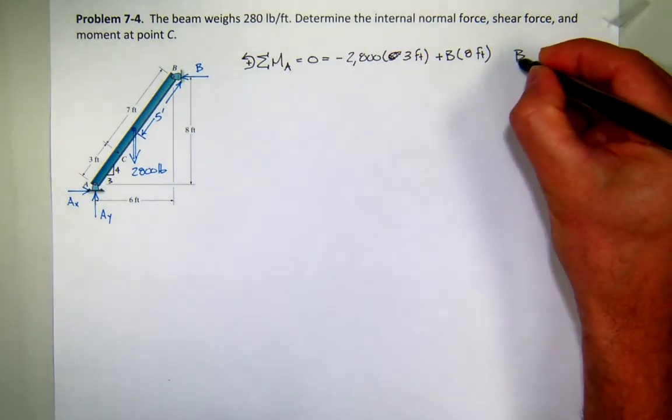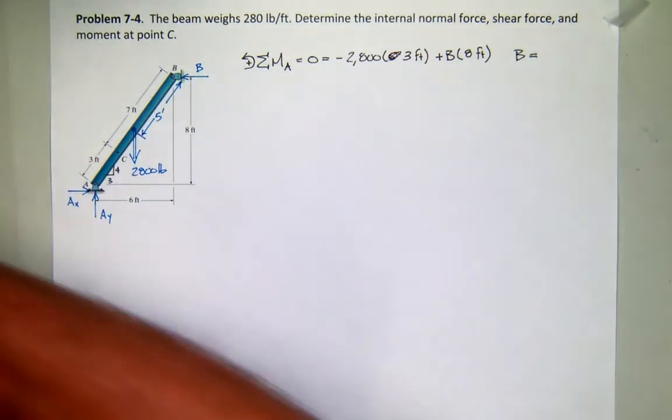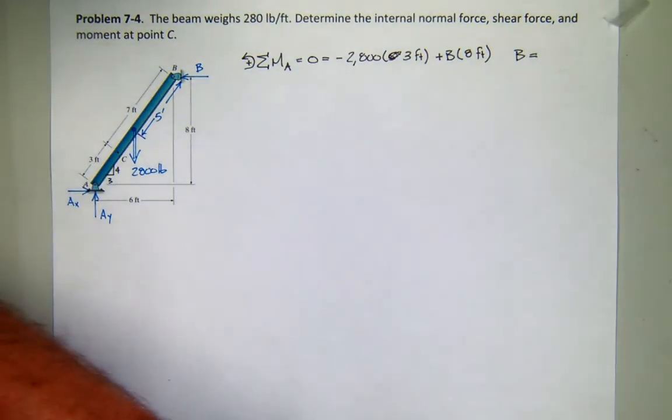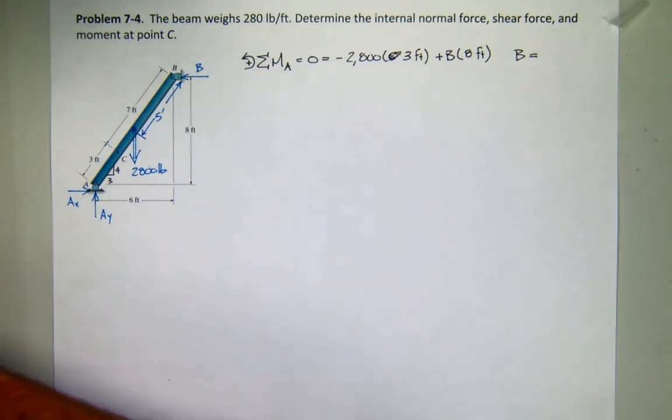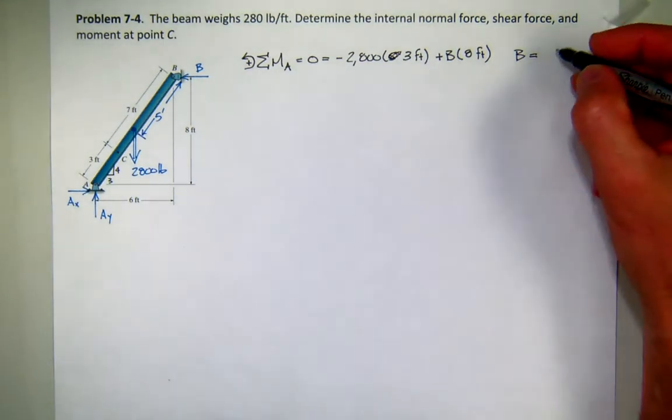So what's my force at B? Let's see, that's 2,800. I got 1,050. Did you guys get that? Mm-hmm.